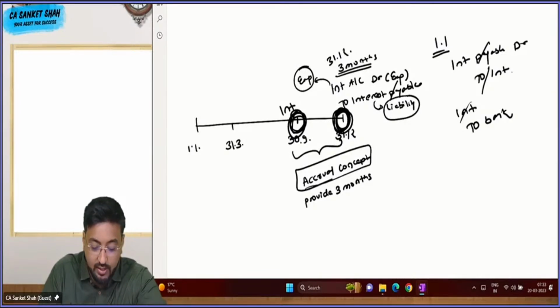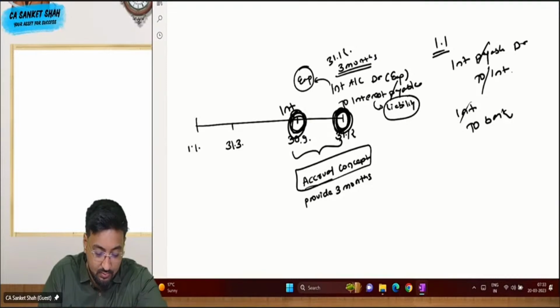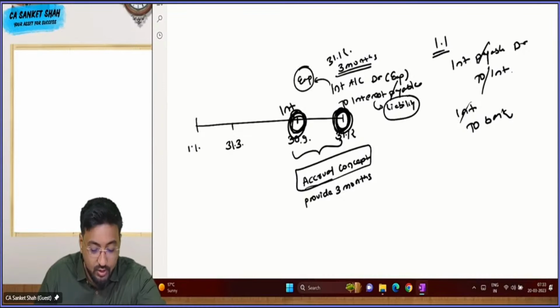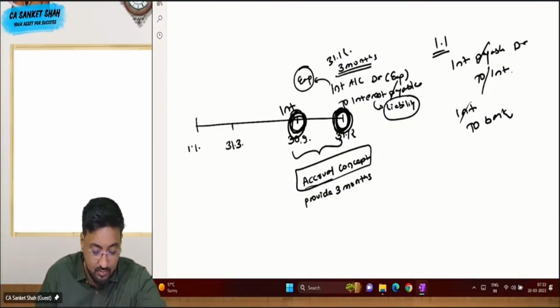When the balance sheet date and interest payment date are not the same, the entry will be interest to interest payable. Very good.